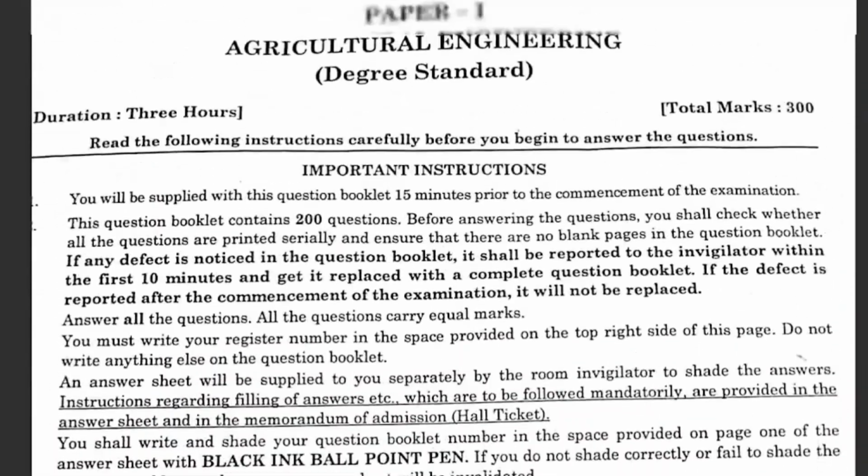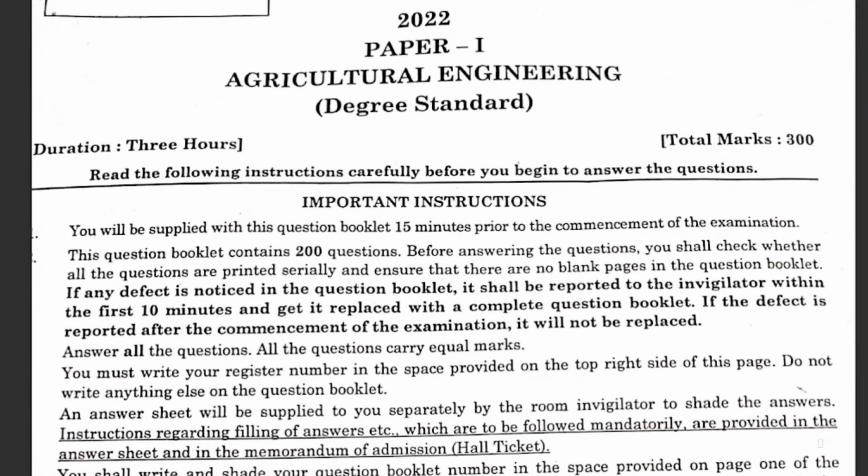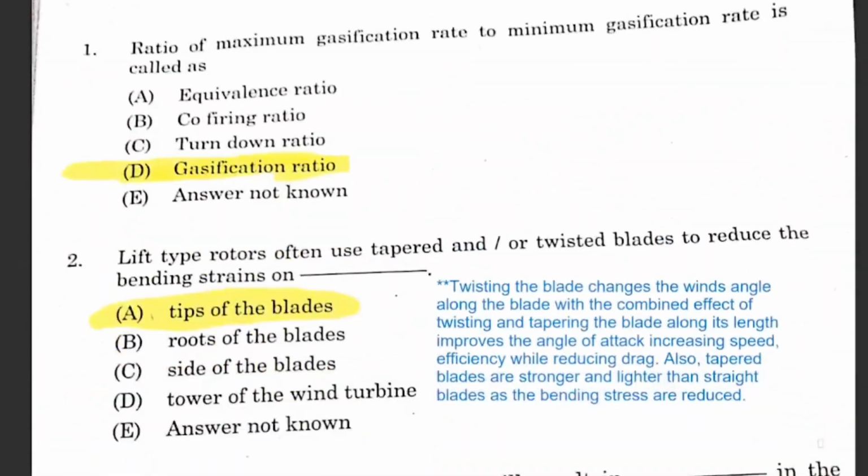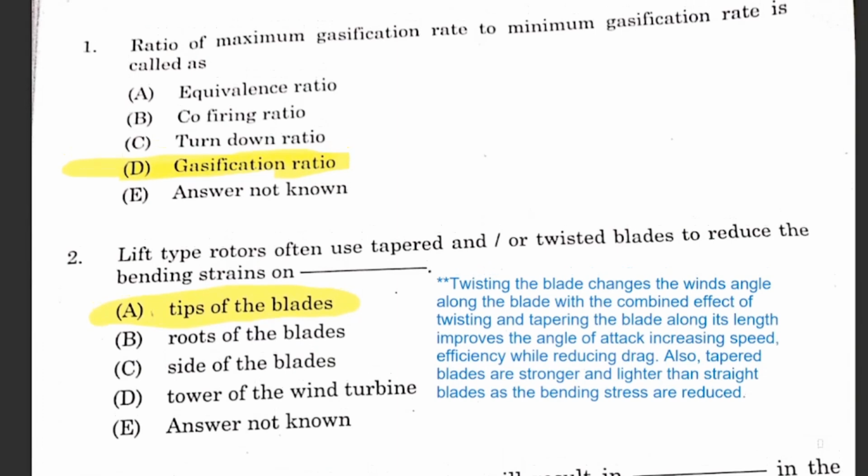This is paper 1, conducted by the Tamil Nadu State Public Service Commission. This is question number 1. The ratio of maximum gasification rate to minimum gasification rate is called the gasification ratio. Option D is correct.